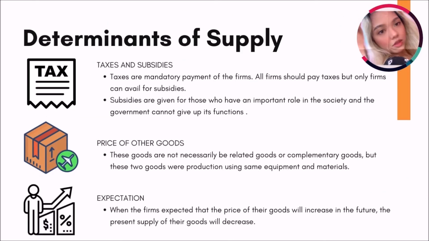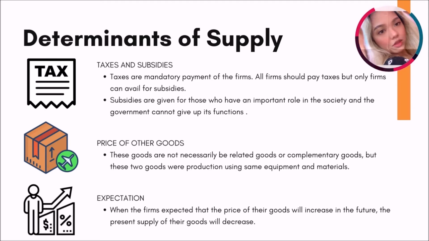The fourth determinant of supply would be taxes and subsidies. Taxes are part of the cost of production, while subsidies are the help of the government to the firms. Taxes are mandatory payments of the firms, as all firms should pay taxes, but only some firms can avail of subsidies. Subsidies are given for those who have an important role in society, and the government cannot give up its functions. When the government imposes higher tax on the firms, cost of production will increase, then supply will decrease.